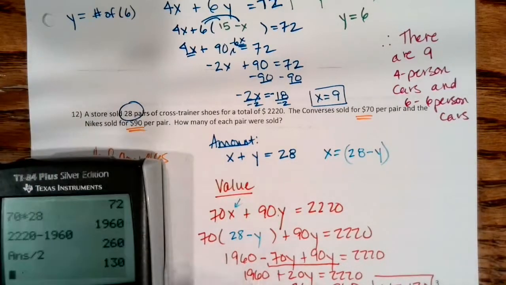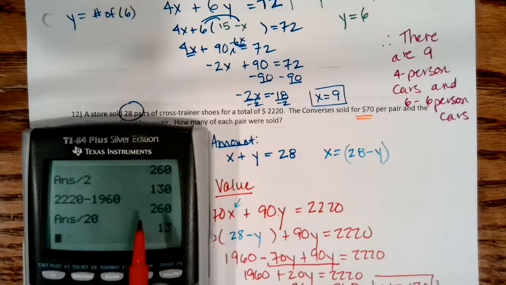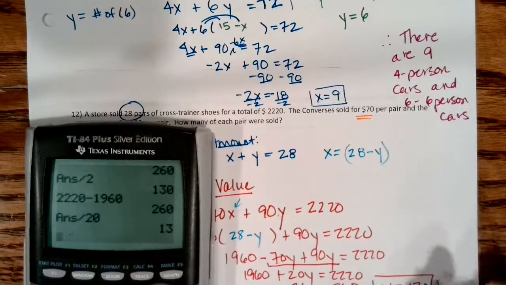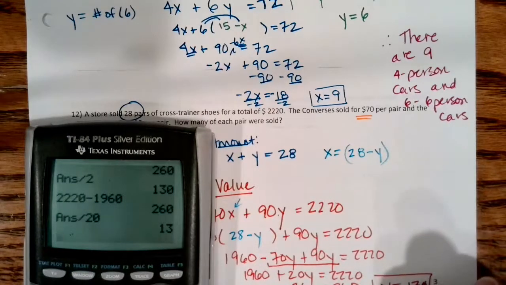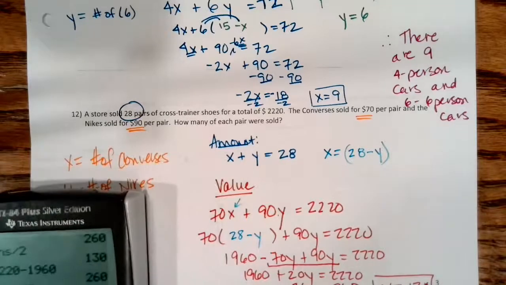That means, that's not right. Alright, so I want to make sure I divide by 20. That was my mistake. So when I pushed my 260, I only divided by 2, and we want to make sure that we divide by 20. I knew it didn't make enough sense to do that, so it's 13 pairs of Nikes that were sold.